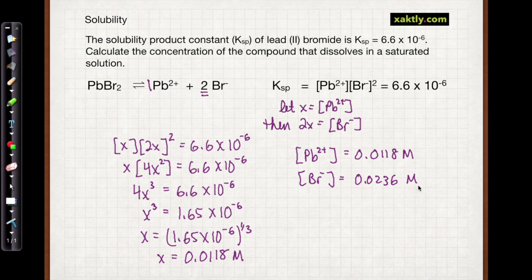So that's it. These problems are all a lot like this. They involve a little bit of tricky algebra setup and a couple tricky algebra steps, but not too bad.